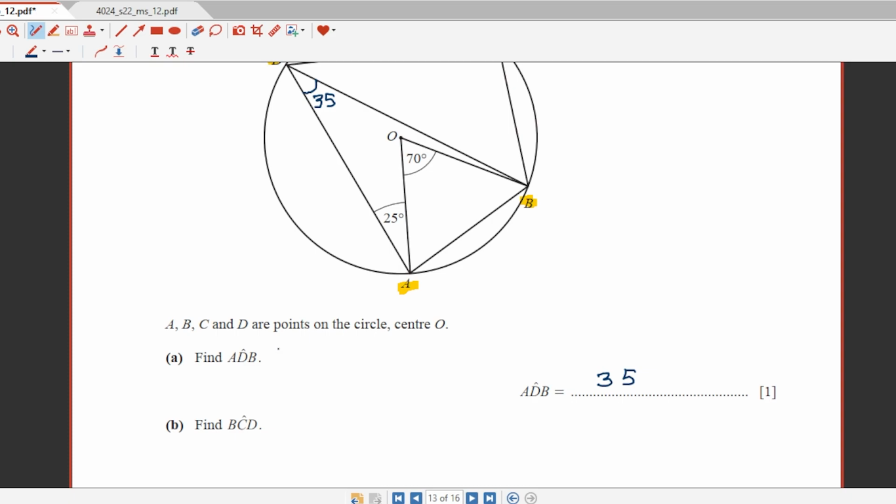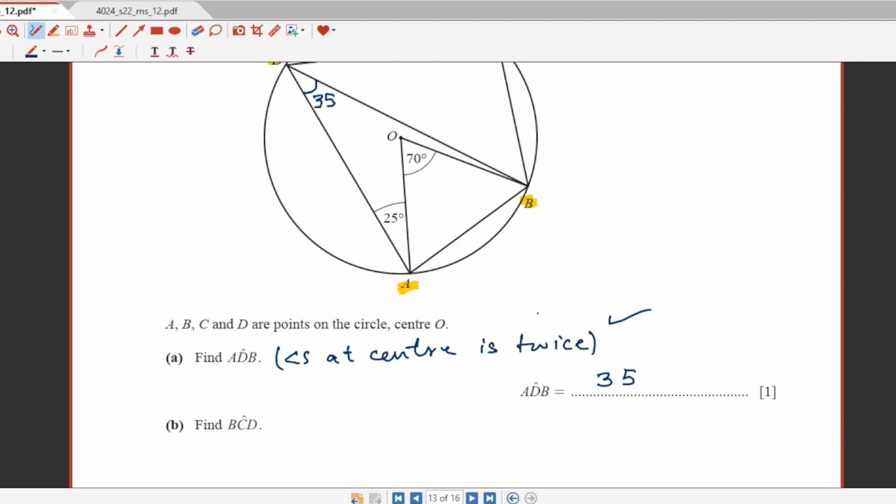You can also write the reason, that is, angle at center is twice. Sometimes it is required in the question that you need to justify your answer. In this question justification is not required, but if the question requires it, you need to write this statement: angle at the center is twice.